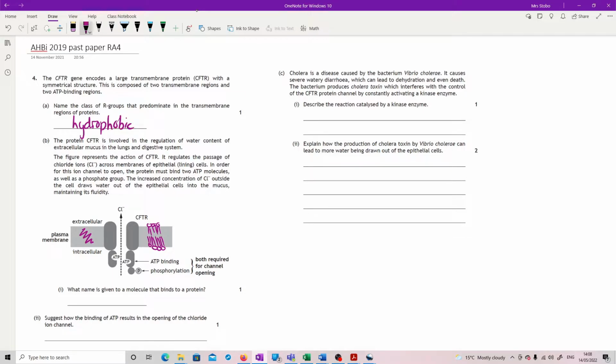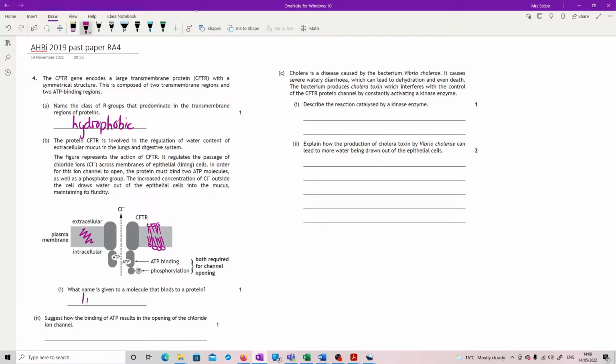Okay, the protein CFTR is involved in the regulation of water content of extracellular mucus in the lungs and digestive system. The figure represents the action of CFTR. It regulates the passage of chloride ions across membranes of epithelial cells. In order for this ion channel to open, the protein must bind 2 ATP molecules as well as a phosphate group. The increased concentration of Cl- outside the cell draws water out of the epithelial cells into the mucus, maintaining its fluidity.